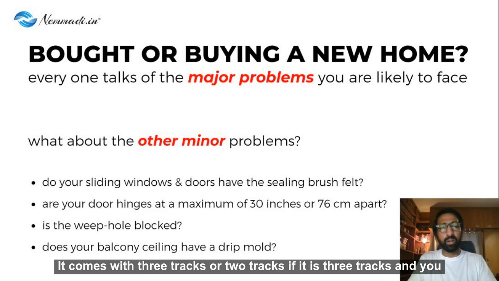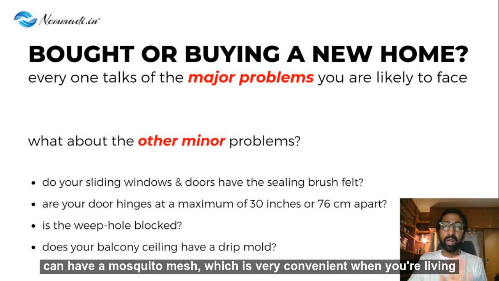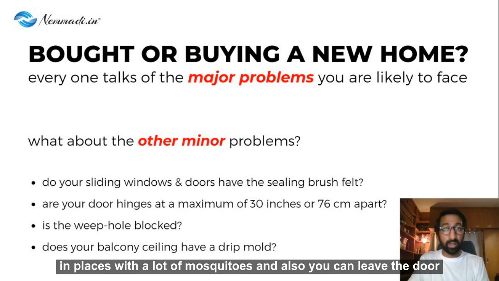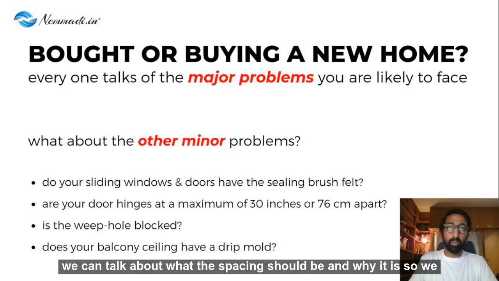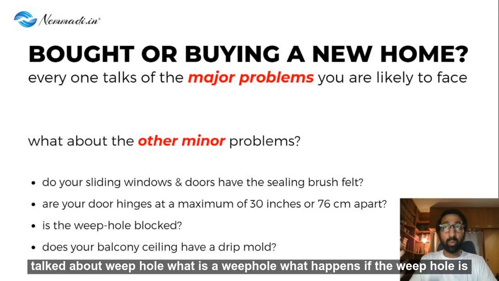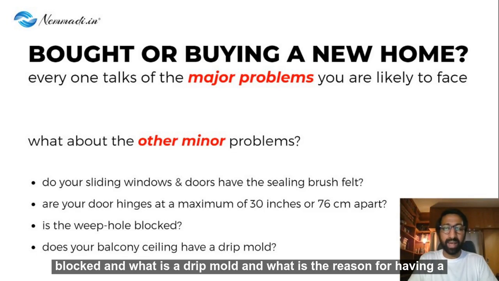They come with 3 tracks or 2 tracks. If it is 3 tracks, then you can have a mosquito mesh, which is very convenient when you're living in places where there are a lot of mosquitoes. Also, you can leave the door open for a lot of wind to come in. Then you also have door hinges. We'll talk about what the spacing should be and why it is so. We talk about weep holes. What is a weep hole? What happens if the weep hole is blocked? And what is a drip mold? And what is the reason for having a drip mold?